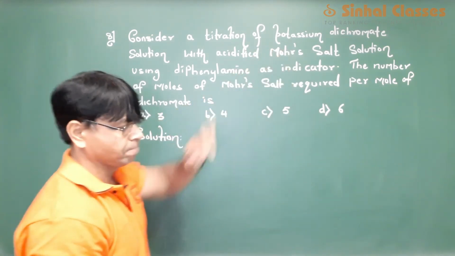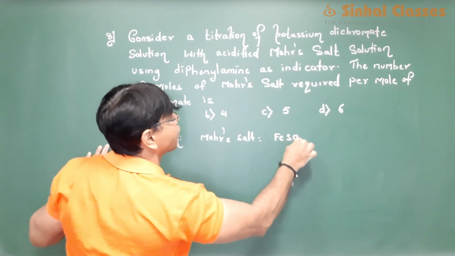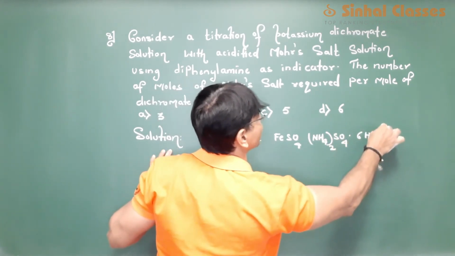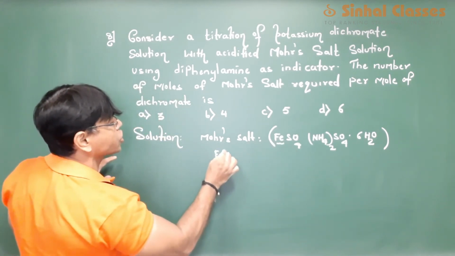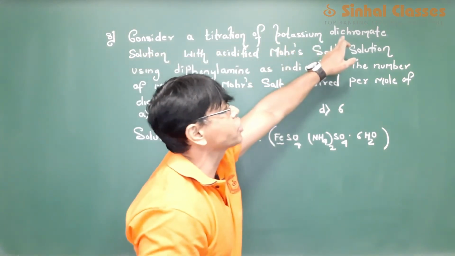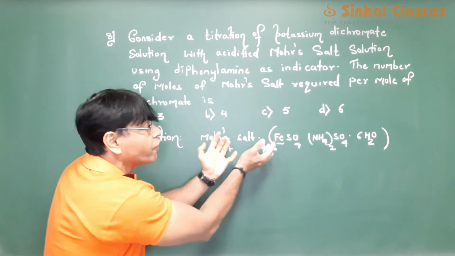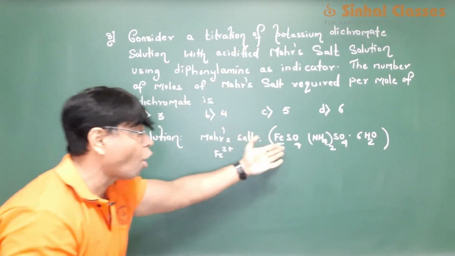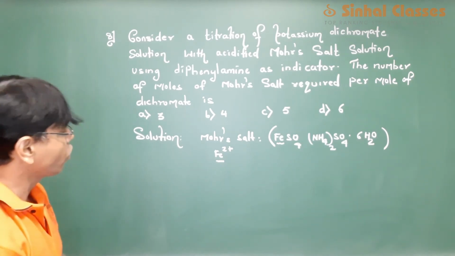See, first of all, what is Mohs salt? Mohs salt is ferrous ammonium sulfate with 6 water molecules. This is your Mohs salt. In this, Fe is in the +2 oxidation state. Okay. So they are asking you, if I am going to take potassium dichromate and titrate against Mohs salt, how many moles of Mohs salt should I take to neutralize this dichromate? In short, I want to know how much Fe2+ can be taken for neutralizing dichromate.